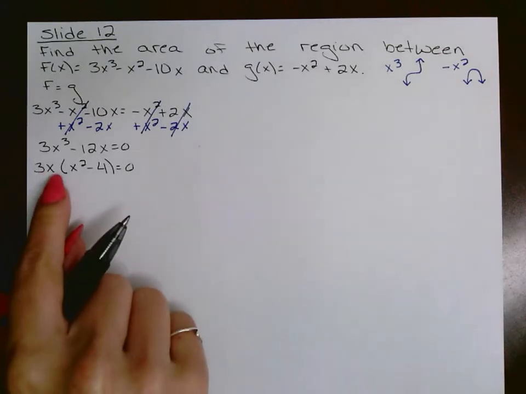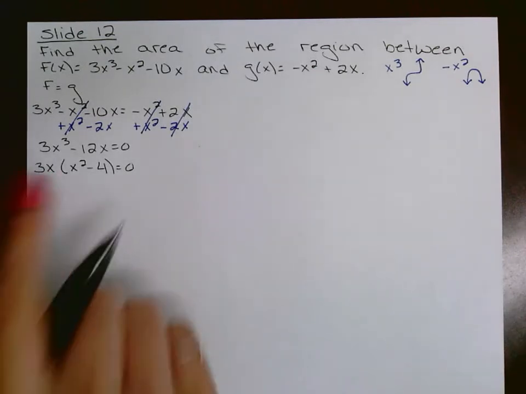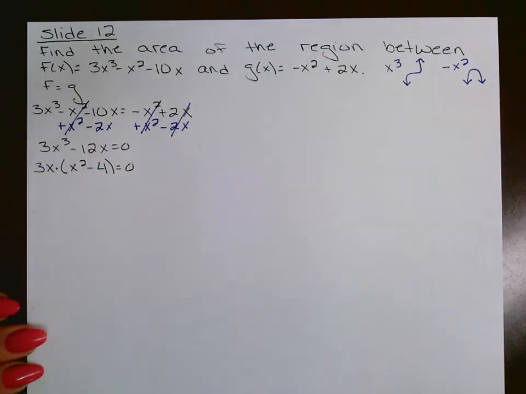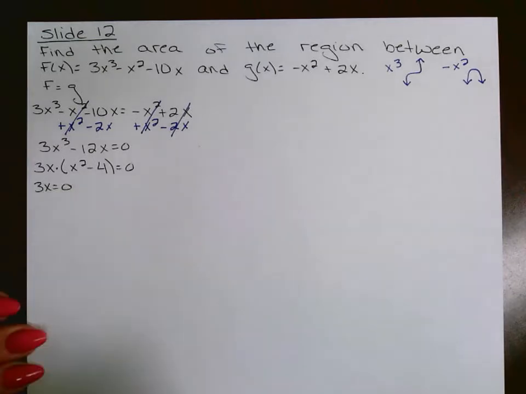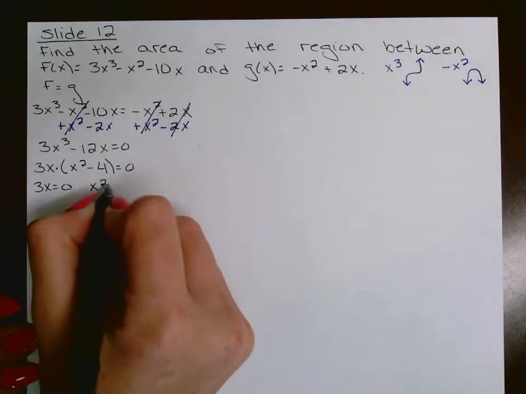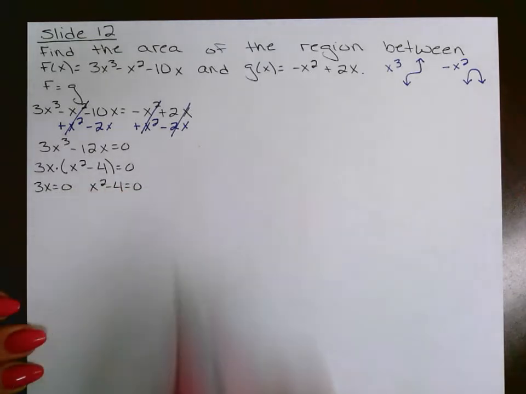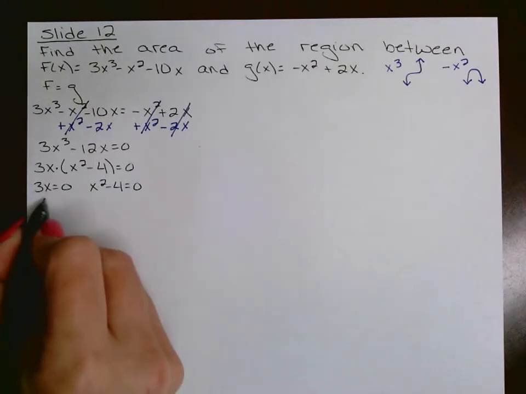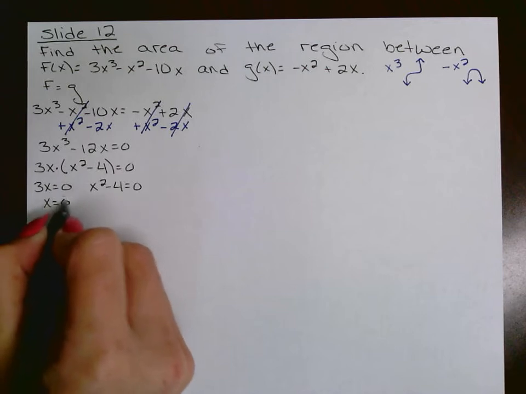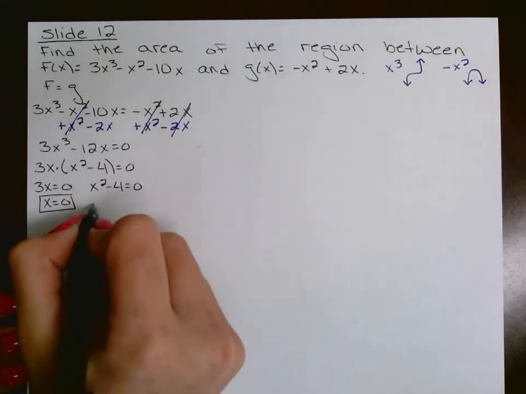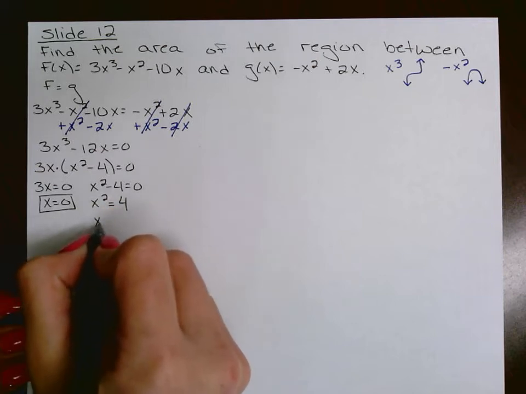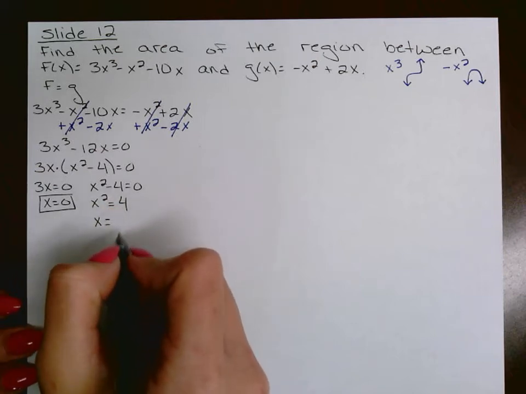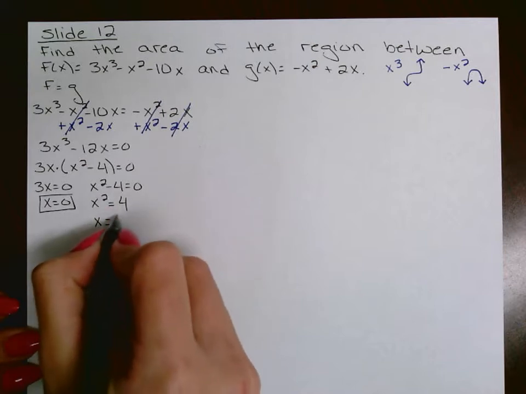A reminder that when I'm separated by multiplication, I could set each of them equal to 0. So I can say 3x equals 0, and I can say x squared minus 4 equals 0. Divide the 3 on this left side, and what do I get that x equals? Nice, so here's one of my points. Here I'm going to move the 4 over. What does my x give me here? Nice, I heard some 2s, and I heard some plus or minus 2s.